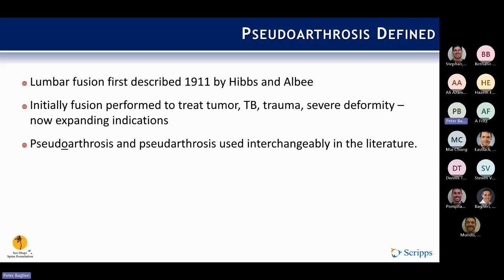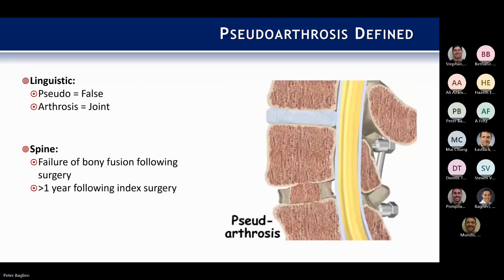So in any case, linguistically speaking, pseudo means false, arthrosis is joint, and so it creates a false joint around the area that you're trying to get to fuse. In spine, it's usually defined as failure of bony fusion over 1 year following the index surgery.